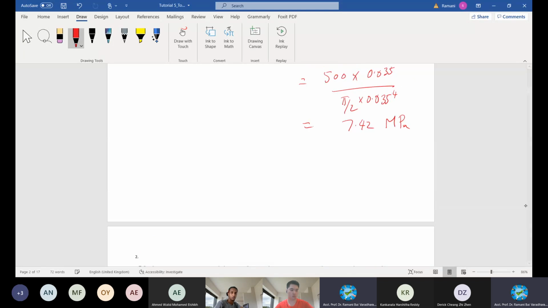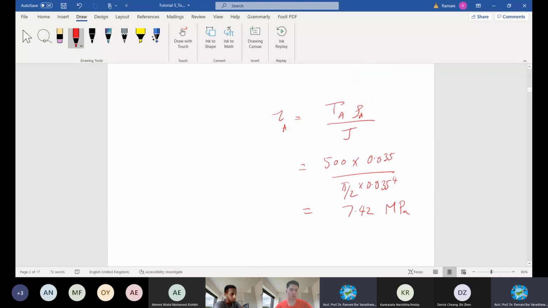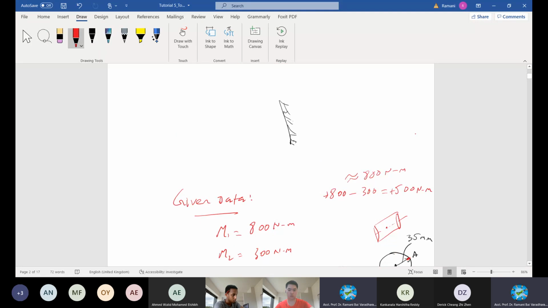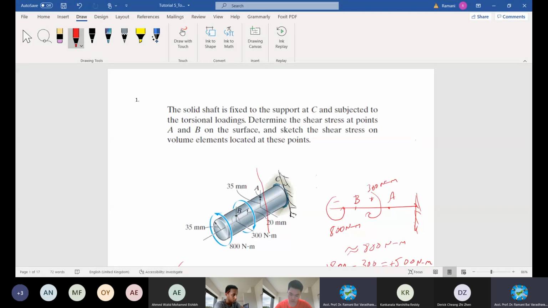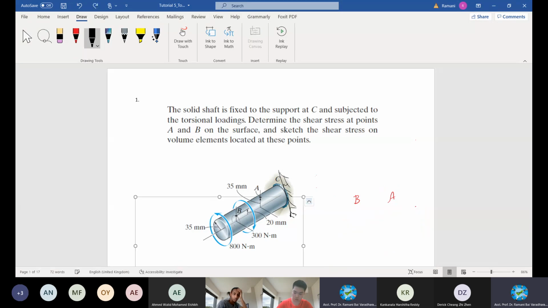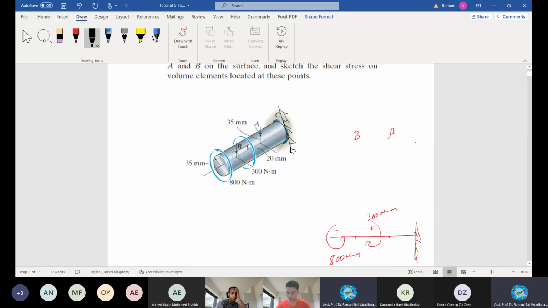Okay, let's draw the diagram. I cut the section here, easy for us. Let's do the cutting section here at point A. You're asked to find the stresses and draw the section values at this point, isn't it? Okay, I take this ruler. Oh, my ruler is missing. Where is my ruler? Okay, undo.